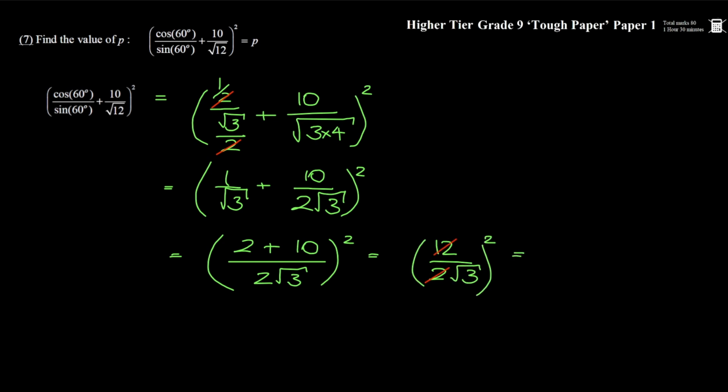And that is equal to, after another bit of cancellation, the 2 goes into the 12, giving 6. So squaring 6, we get 36. And squaring the root of 3, we get 3. 36 divided by 3 is 12. And that is equal to P. And I'm sure without looking it up, that is the answer.